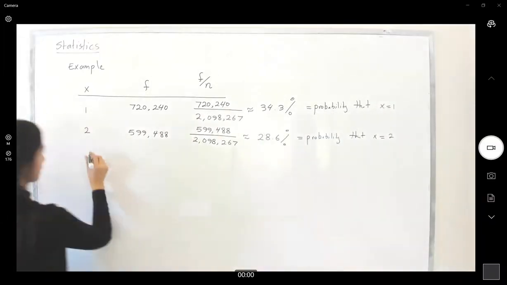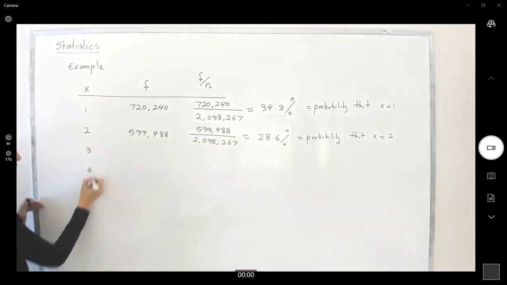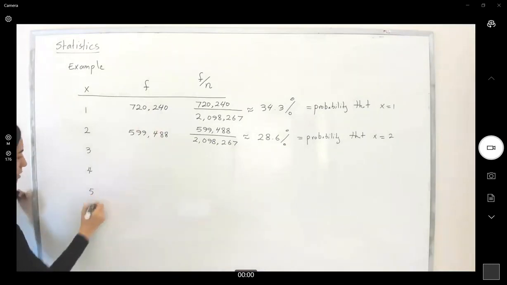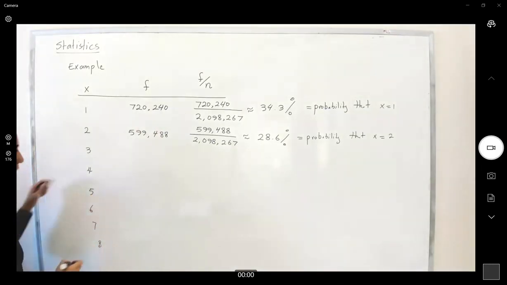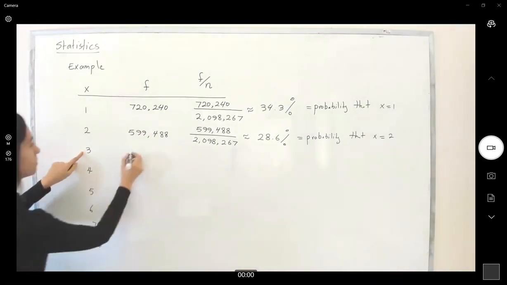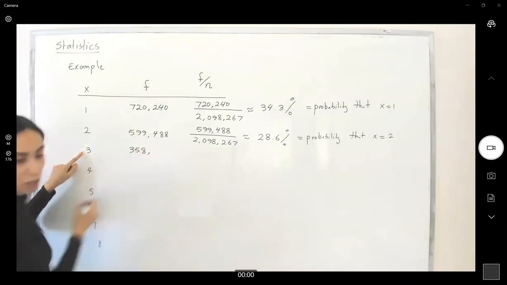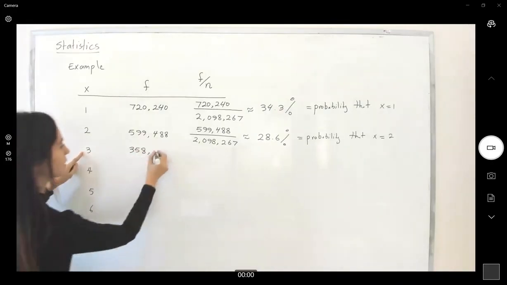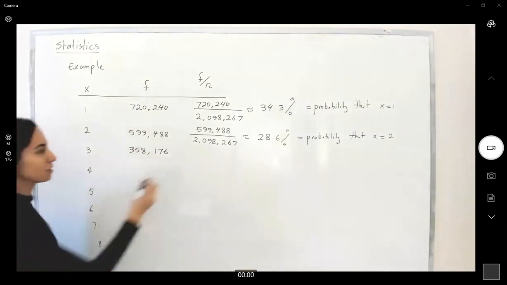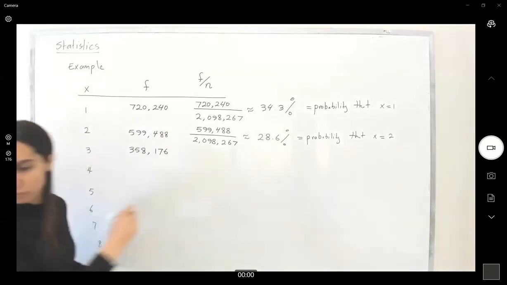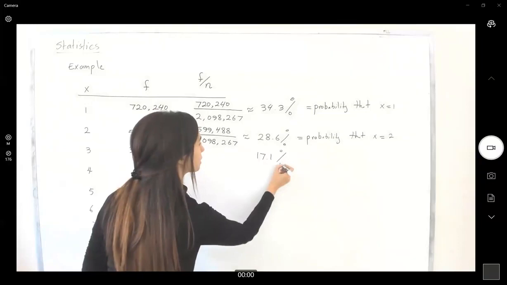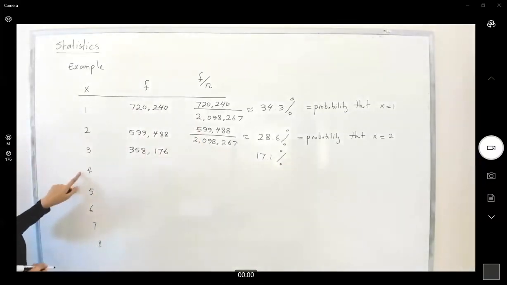We can continue the process. We have more numbers of residents living in rental properties: 5, 6, 7, and 8. X equal to 3 has a frequency 358,176, and the relative frequency is 0.171 or 17.1%. X is equal to 4.